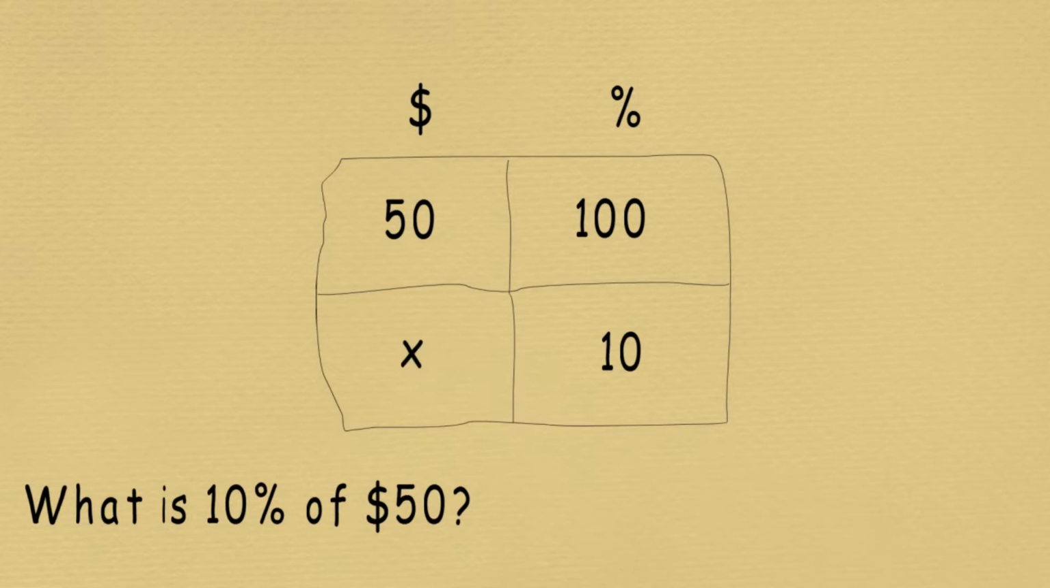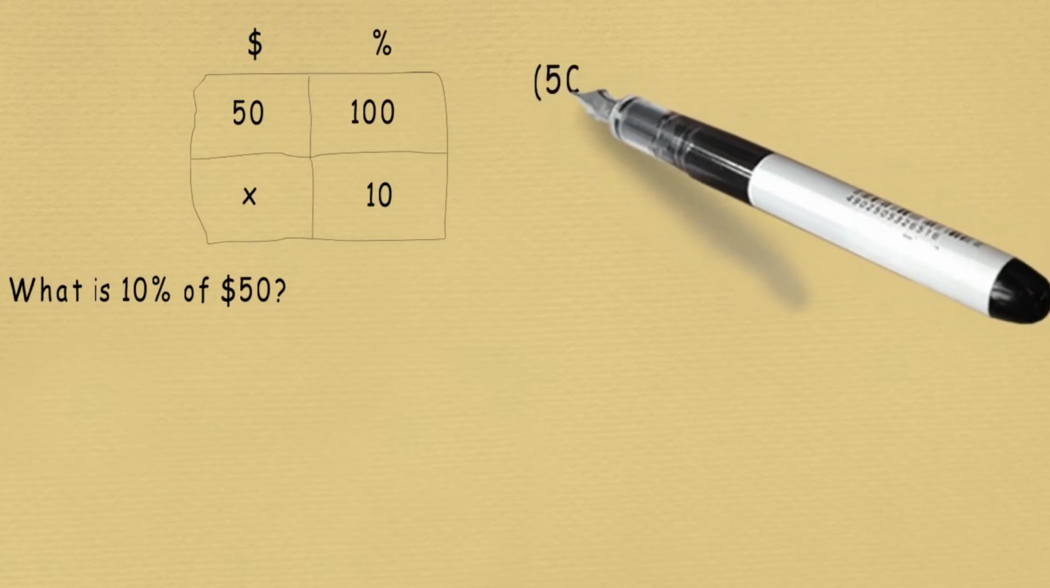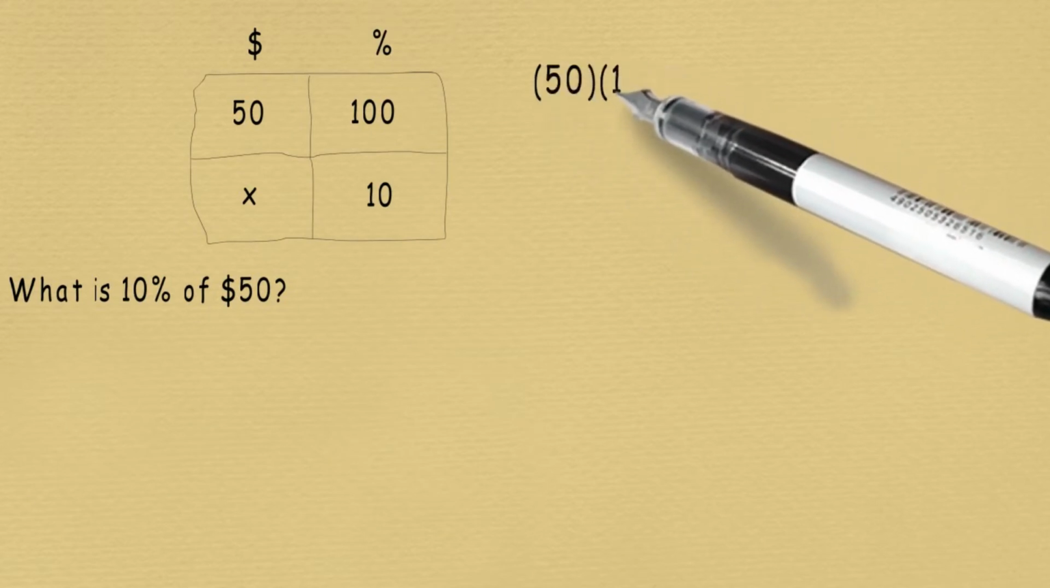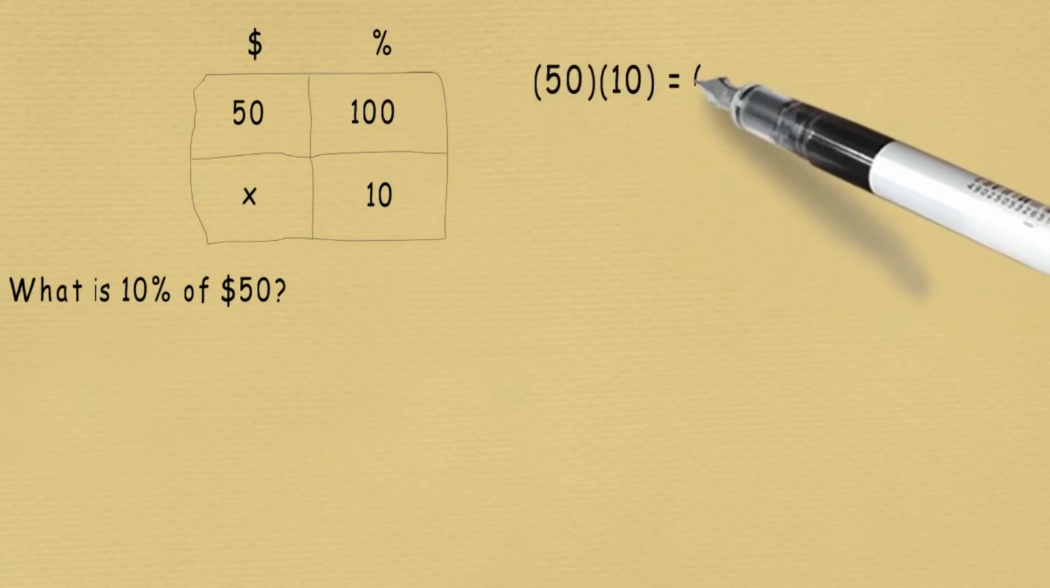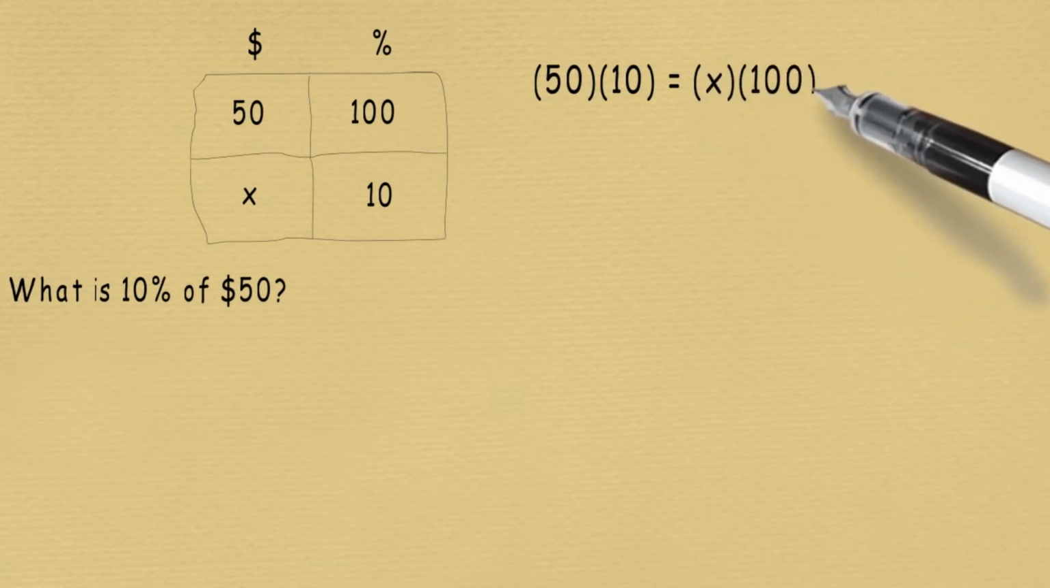And what I'm going to do now is cross multiply those numbers and set them equal to each other. Okay? And don't worry if you don't follow me right now, because we're going to do several examples and you're going to get the hang of it. Okay? So right now I'm going to cross multiply 50 times 10. That's what cross multiply means. Equals X times 100. Okay?